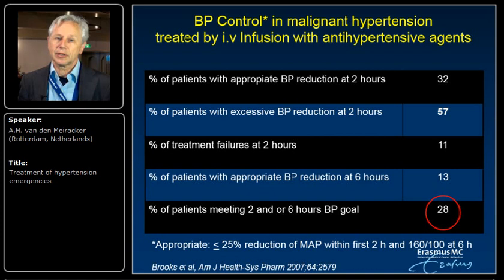Appropriate blood pressure reduction was a 25% reduction of mean arterial pressure within the first 2 hours, and a blood pressure goal of 160 over 100 at 6 hours. As you see in the figures, the proportion of patients with appropriate blood pressure reduction at 2 hours was 32%, and the proportion of patients with excessive blood pressure reduction at 2 hours was 57%. There were treatment failures at 2 hours, about 11%. If you look at 6 hours, the proportion of patients with appropriate blood pressure reduction was 30%. And the proportion of patients meeting the 2 hour and 6 hour blood pressure goals was 28%. So there is room for improvement in the treatment of hypertensive emergencies.